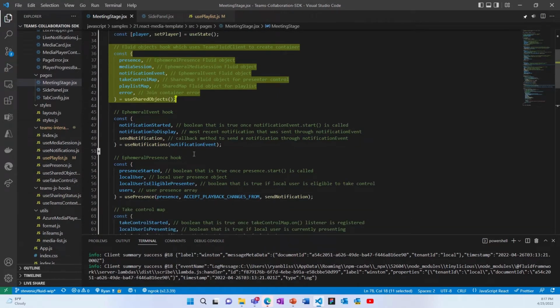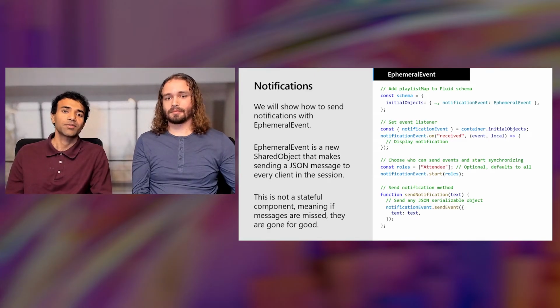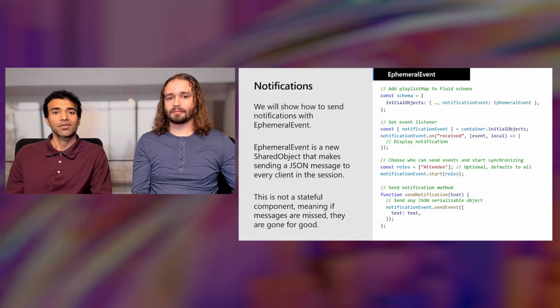Sure thing. First thing you will notice is it takes a single input, which is the ephemeral event object returned from our shared objects hook. It exports a flag indicating that it is successfully set up, the most recent notification to display, and a send notification method. The ephemeral event object allows you to broadcast out any JSON object to other clients in a session. After adding it to our Fluid schema, we can set an on-receive listener, which will be triggered every time an eligible client calls the send event method.